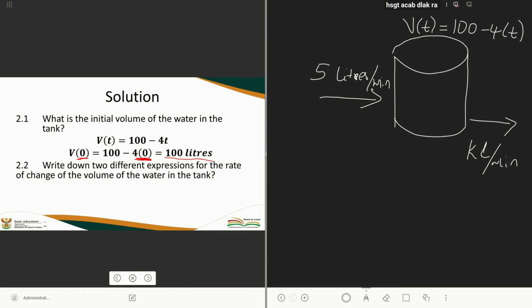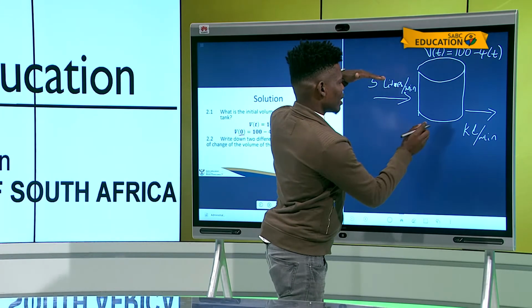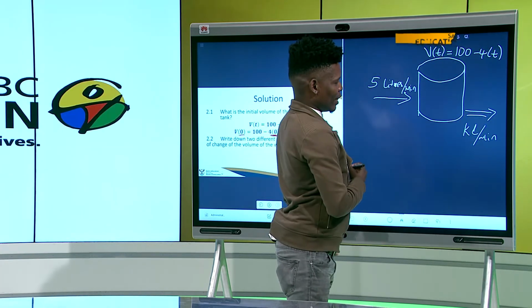Now, they want us to give expressions for the rate at which the volume of the water in the tank is going to be changing. They want us to give two expressions. Now, the first expression, we can get it from the fact that water is coming into the tank, and at the same time, water is leaving the tank.